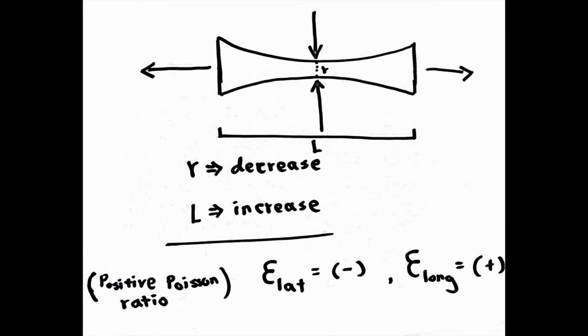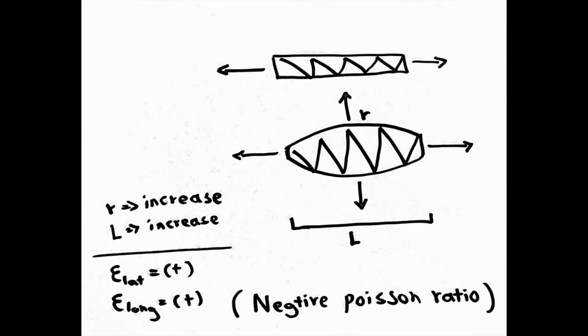Most materials for mechanical applications, as mentioned, behave under the category of positive Poisson's ratio, meaning that when one axis is in elongation, another axis will be in compression. You can see when L increases, R decreases on this diagram. Not all materials, however, behave under the category of positive Poisson's ratio. Some materials are categorized as negative Poisson's ratio, meaning that when one axis is in elongation, another axis will also be in elongation.